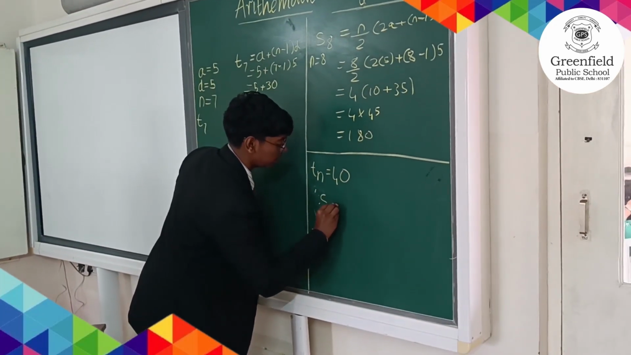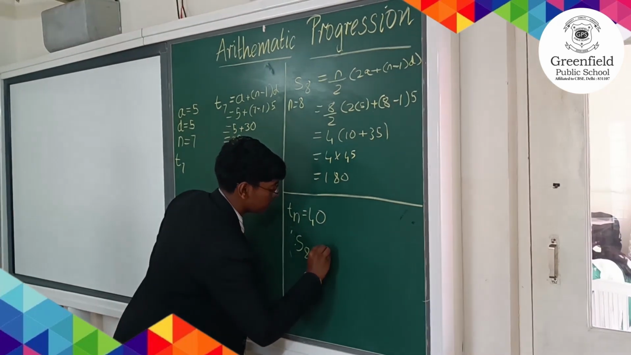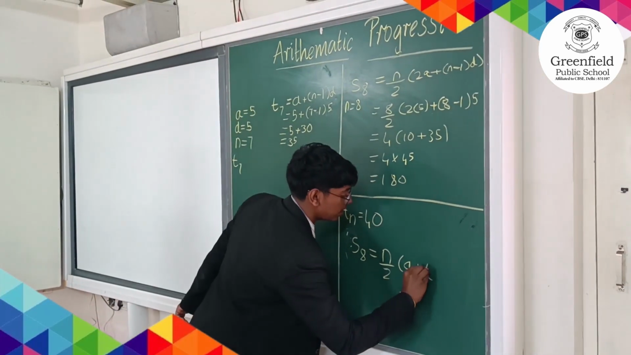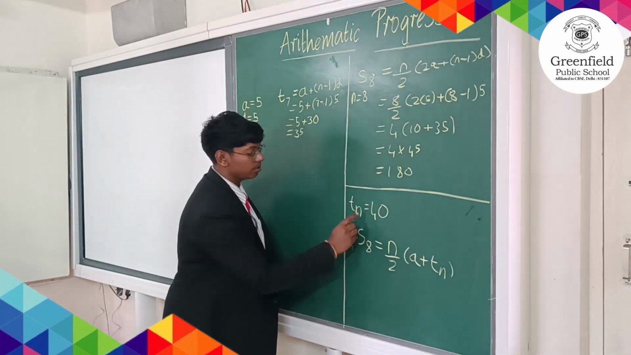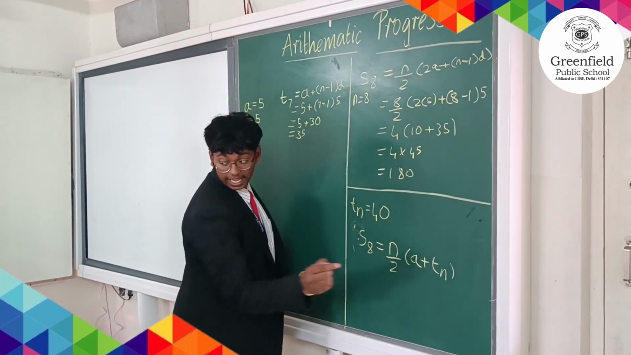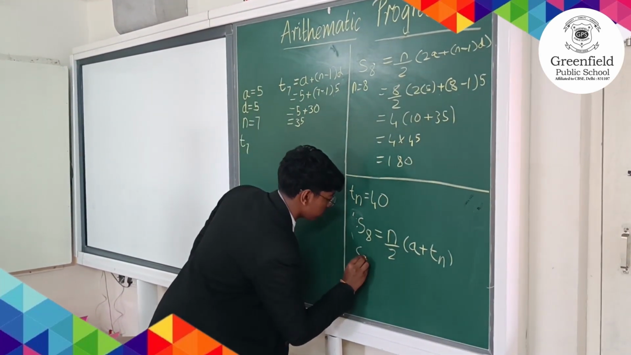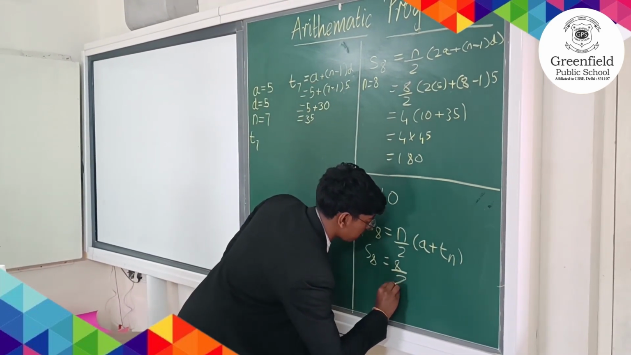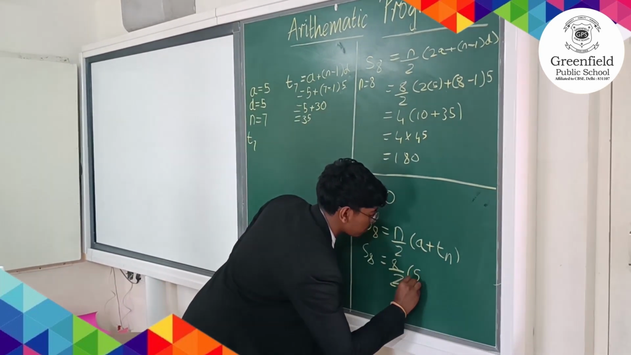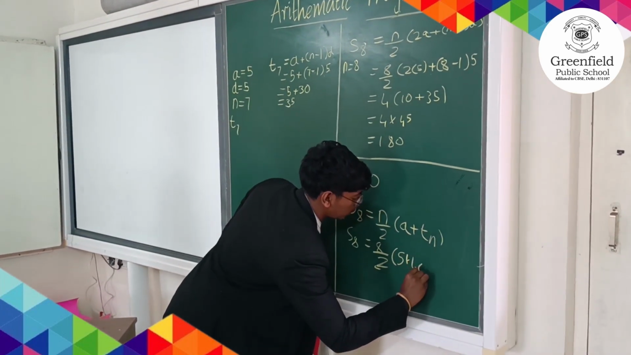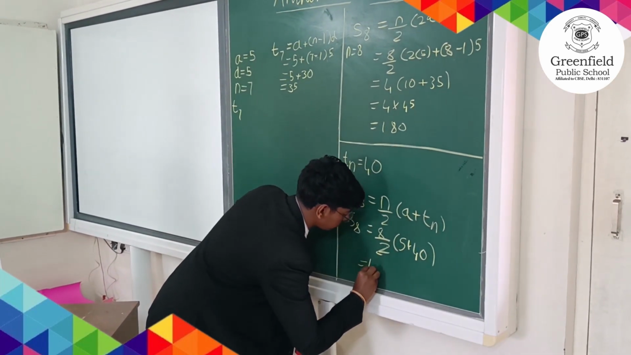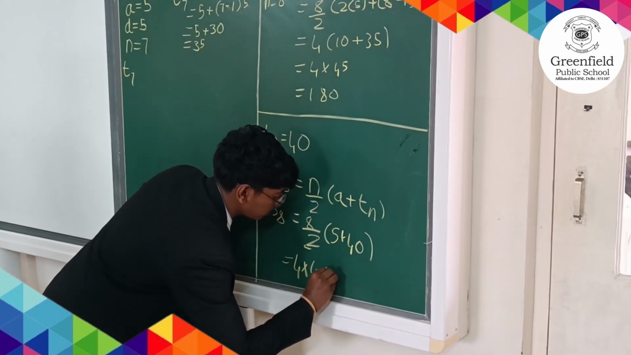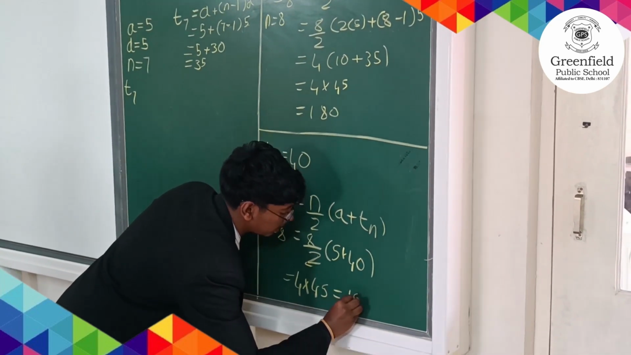The sum of 8 cups is equal to n by 2 into a plus the nth term. As you know, the nth term is 40. That is the 8th cup. That is 8 by 2 into 5 plus 40, which equals 4 into 45. That is 180. That's it.